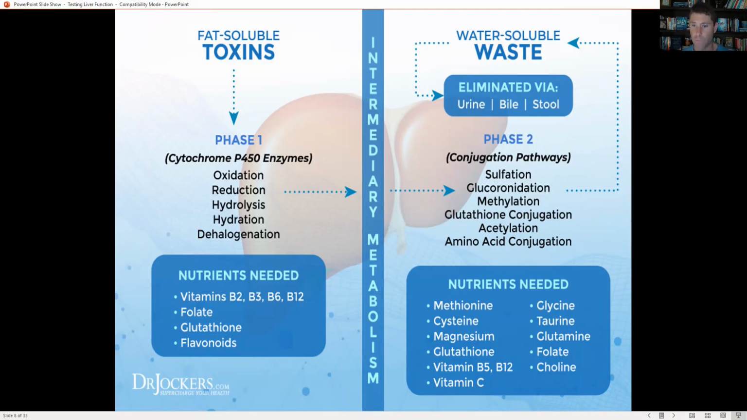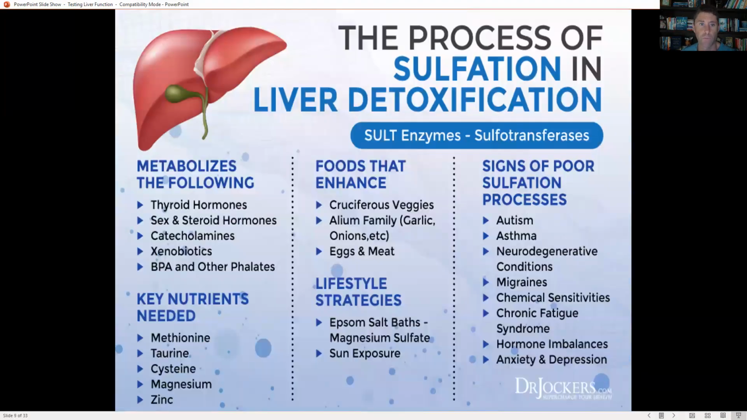And key nutrients, we need some of these sulfur compounds: cysteine, methionine, or sulfur containing amino acids. Magnesium is critical here. Glutathione, vitamin B5, B12, vitamin C, and then other amino acids: glycine, taurine, glutamine, right? Folate, again, B vitamin, and choline. So we need these nutrients for this process.